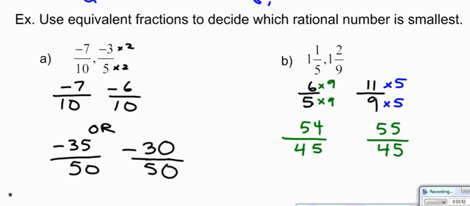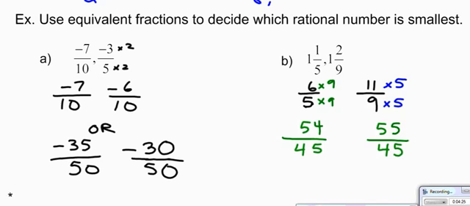So if we look at example A, the easiest common denominator we can make is 10. So if we took -3/5 and multiplied both the top and bottom by 2, we would get -6/10. So we could compare -7/10 and -6/10. If you didn't notice that 5 could be turned into 10, you might have multiplied the denominators by each other. So 10 times 5 and 7 times 5, giving you -35/50. And then -3 times 10 and 5 times 10, giving you -30/50.